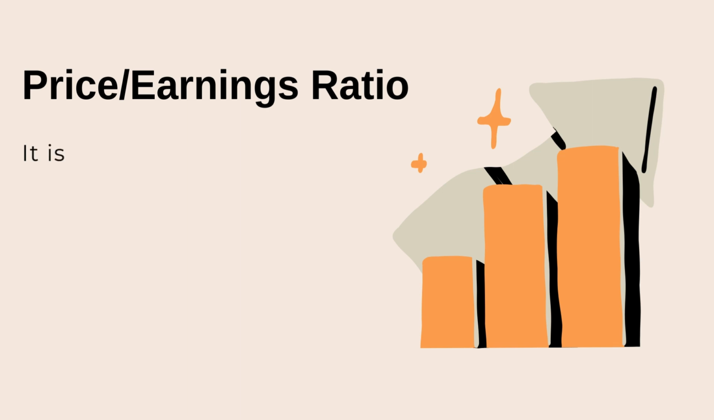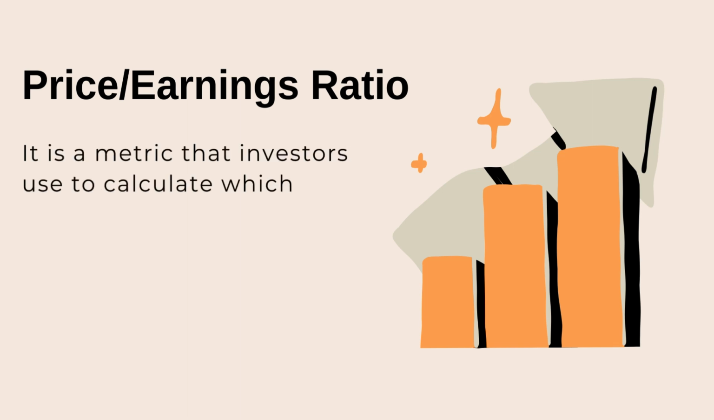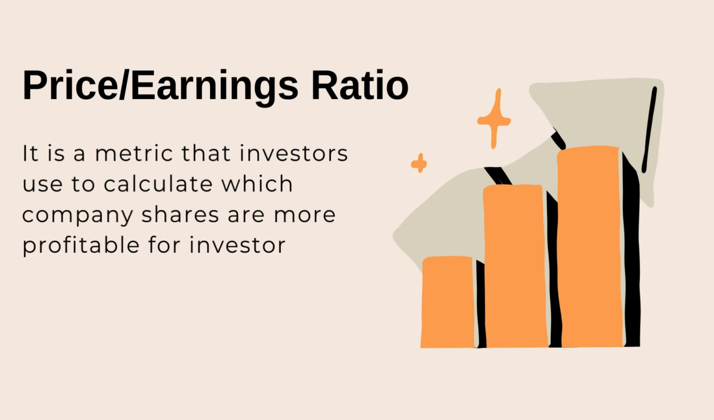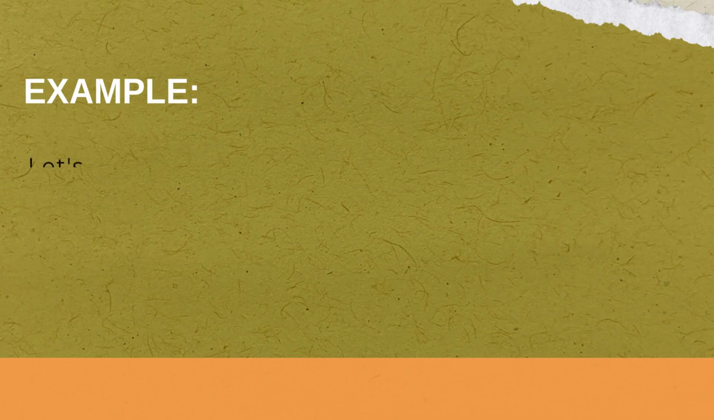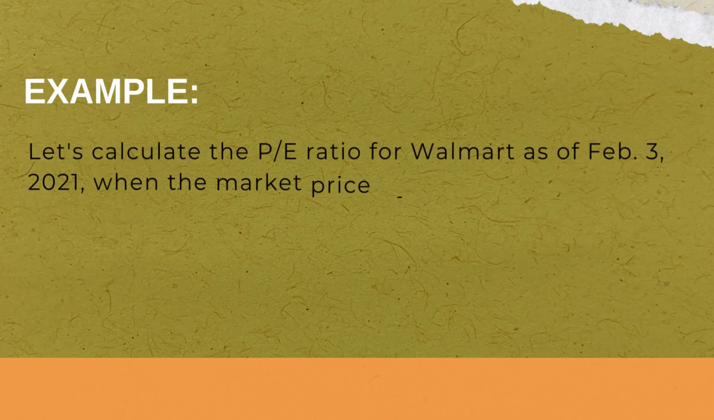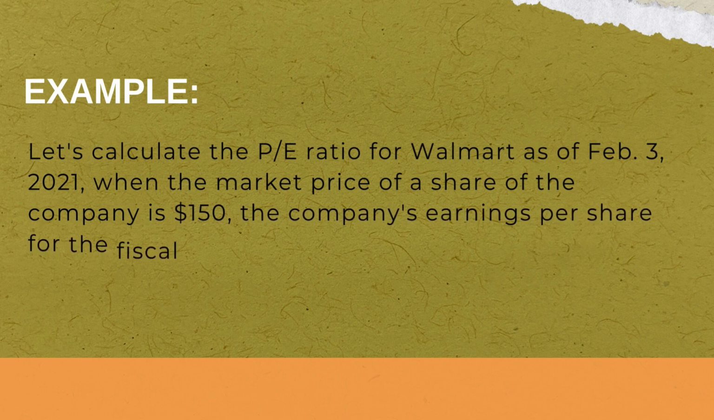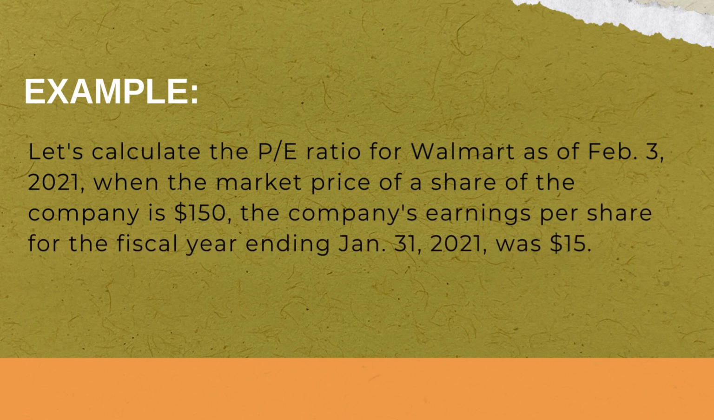Lastly, the price to earnings ratio. Price to earnings ratio is a metric that investors use to calculate which company shares are more profitable for investors. Here is an example. Let's calculate the price to earnings ratio for Walmart as of February 3, 2021, when the market price of a share of the company is $150. The company's earnings per share for the fiscal year ending January 31, 2021 was $15.